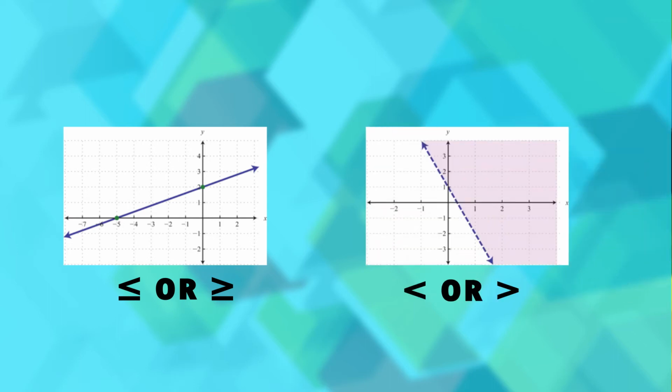So here we have two examples. In the first graph we could see that the line drawn there is a solid line. So it means that this line represents an inequality that has either less than or equal to or greater than or equal to. While the second graph has a line that is broken. And remember, broken lines mean that the inequality contains either greater than or less than. So again, solid lines represent greater than or equal to or less than or equal to, and broken lines represent greater than or less than.